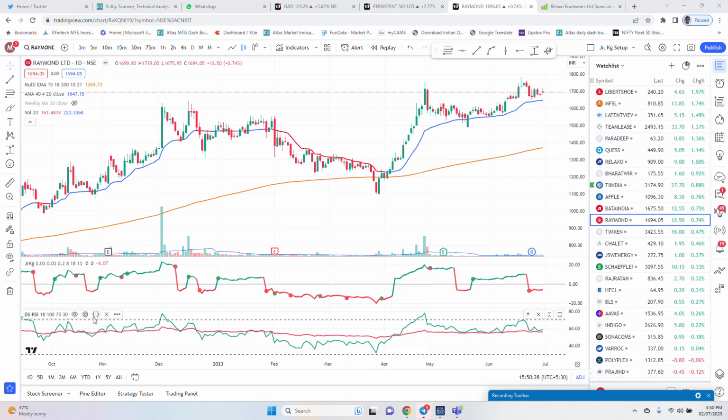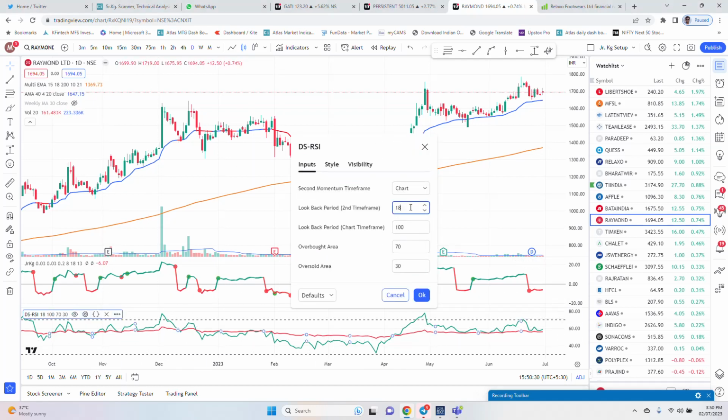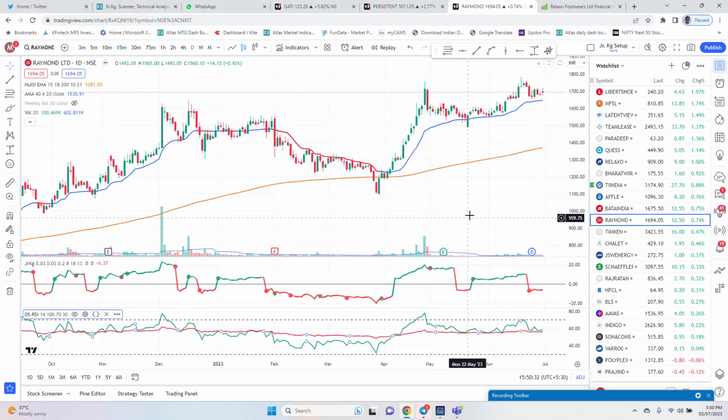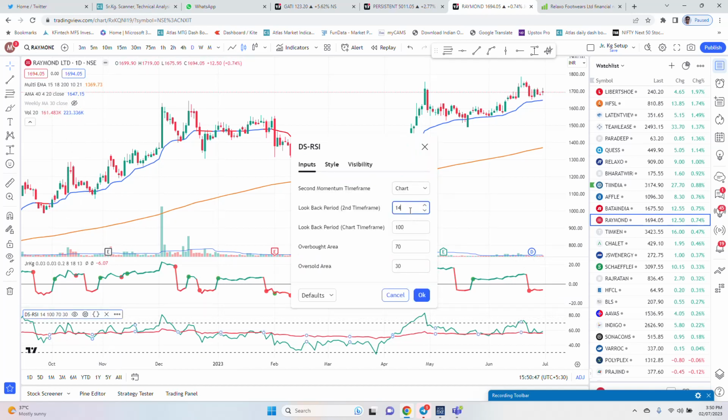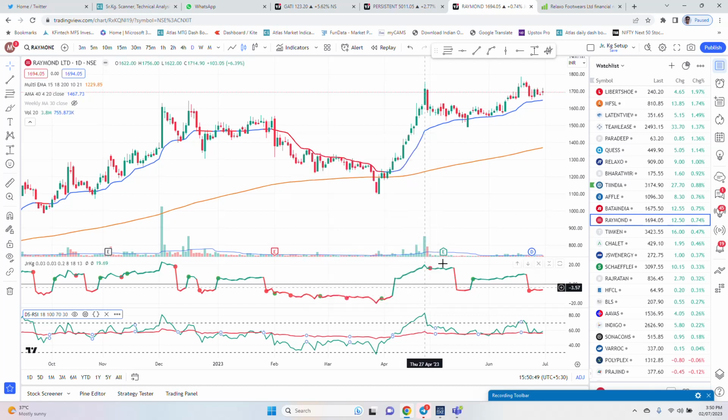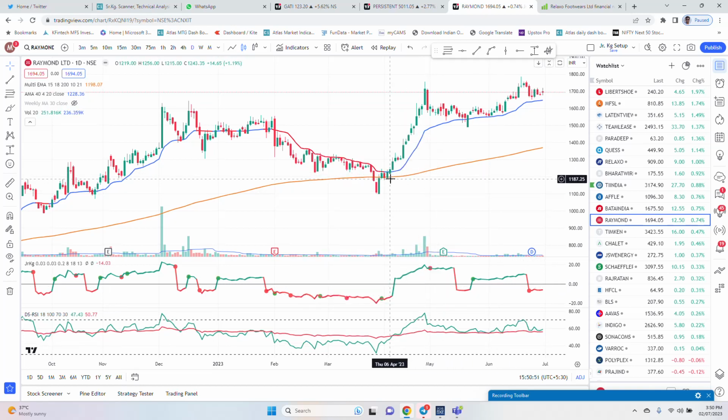But if I change this one to 14, so if you see here, you will get the crossover already done here. So it's something you need to decide what to do. But okay, even if it is 18, you will get the entry the next day. Say, for example, this stock has come, and the next day you get a crossover.